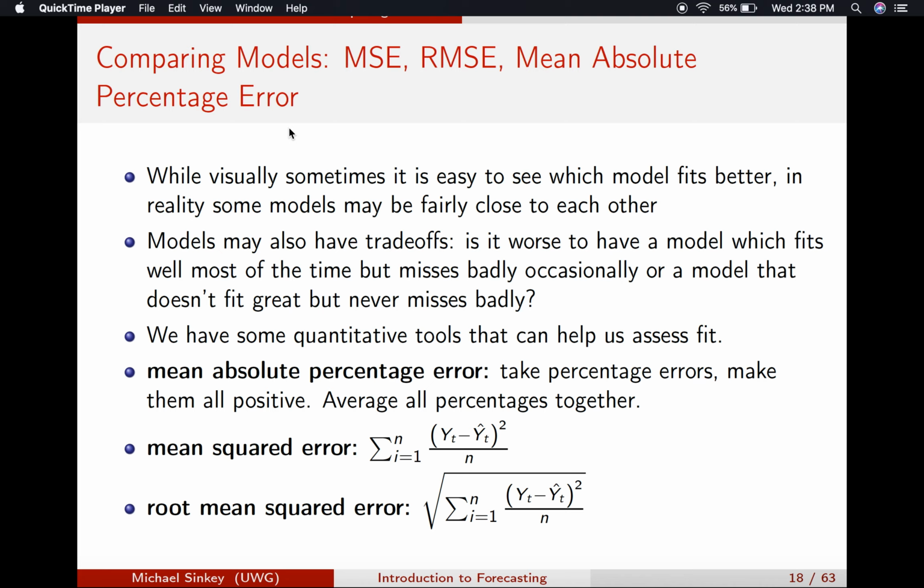Left off in the previous video with a discussion of error. And error is just the difference between the data that is observed and the forecast that you made. And we talked about two potential sources of error. One is an error that is just inaccurate, and the other is an error that's imprecise.